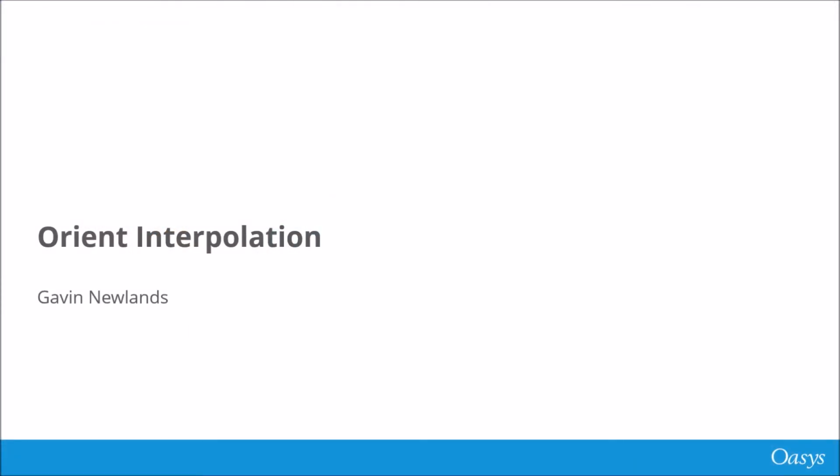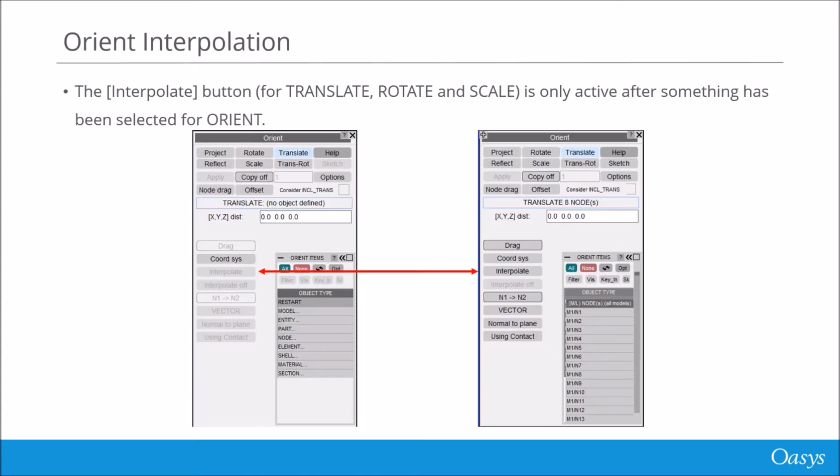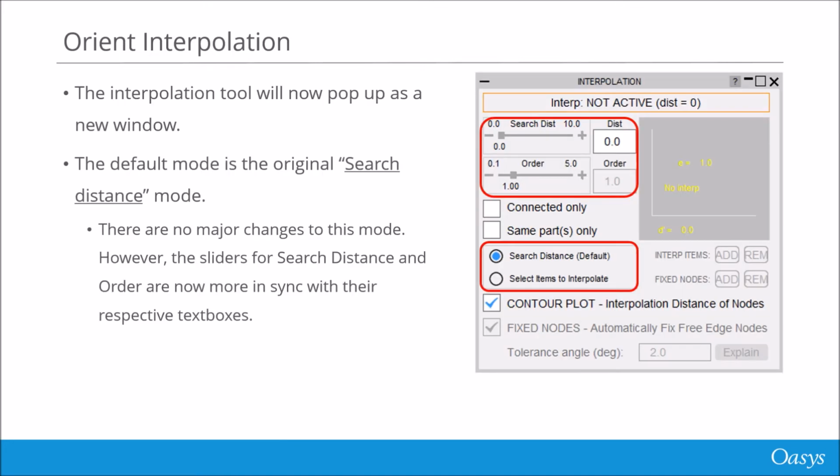So I'll just talk a little bit about the interpolation option in the Orient panel. As before, the Interpolate button for Translate, Rotate and Scale is only active after something has been selected for orientation. But now when you select the Interpolation option, the tool pops up as a separate floating window rather than a docked window. And the default mode is the original search distance mode. And there's no major change to this mode. However, the sliders for search distance and order are now more in sync with their respective text boxes.